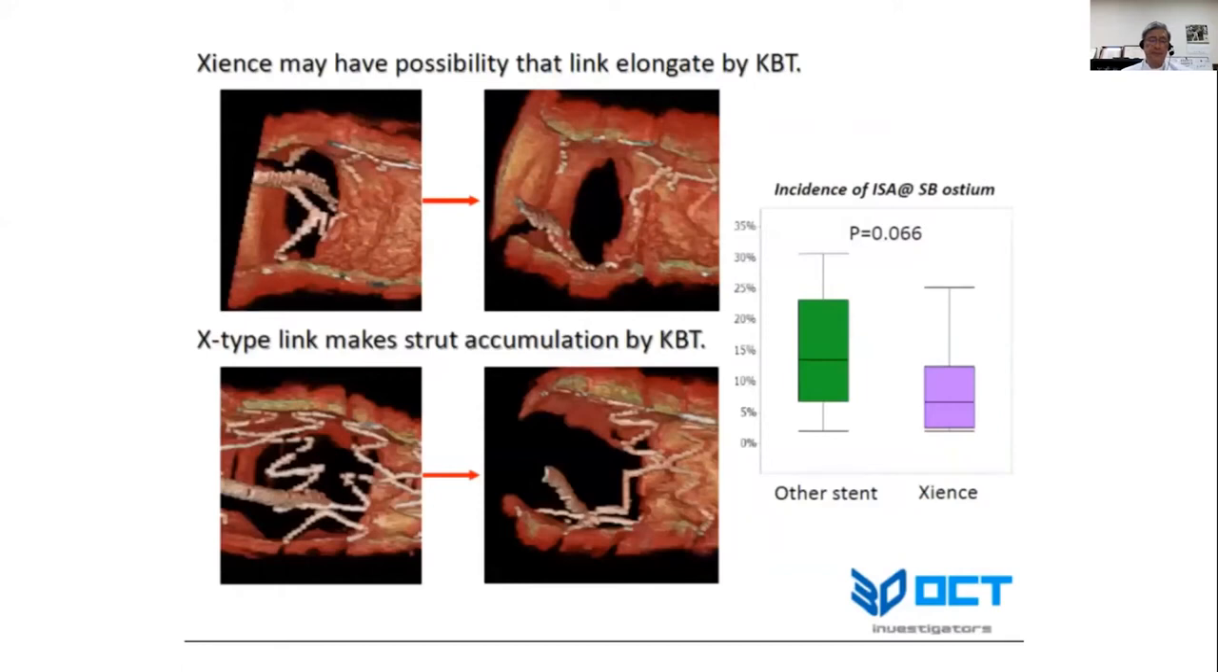This is an example of a Giant stent implanted. The stent link is here, and after KVT, the stent link elongated and adjusted like this, and the jailed multiple struts disappeared. Below is a peak to peak type link stent. And after KVT, jailed multiple struts still remain on this side. So Giant has a little higher possibility of link connecting to carina type, but a high possibility of removing the jail strut.